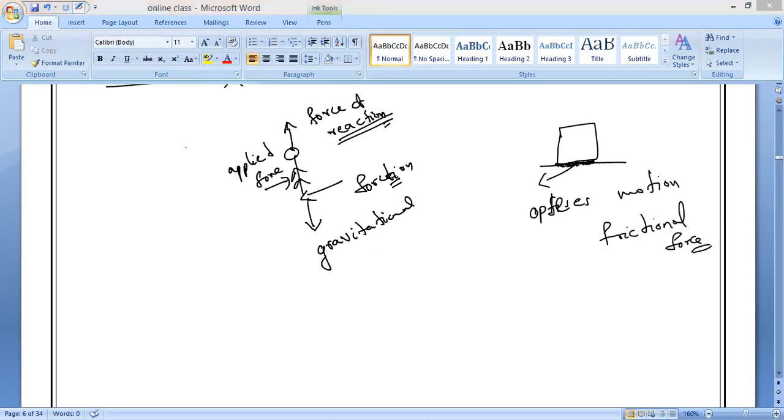Now, first of all, write the definition of balanced forces. Shall we start, guys? Everyone, no response at all. If the resultant of all the forces acting on a body is how much? The resultant force in balanced forces is how much? Zero. That's what I'm asking. Please write it.